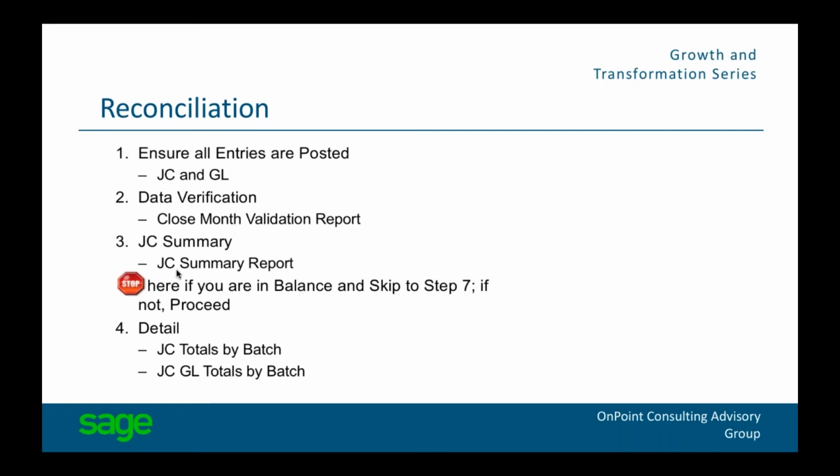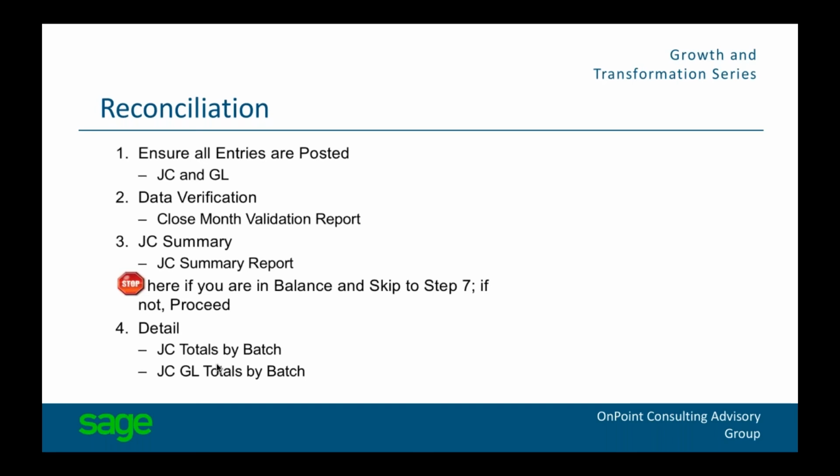Then there's also just a JC summary report. It's always easier to look at things in summary than in detail. And so at that point, everything here is in balance. And there's probably one other report that I'll show you on this one that I like to run. If everything is in balance here, then you can skip to step number 7. If not, then you'd have to go into more detail.